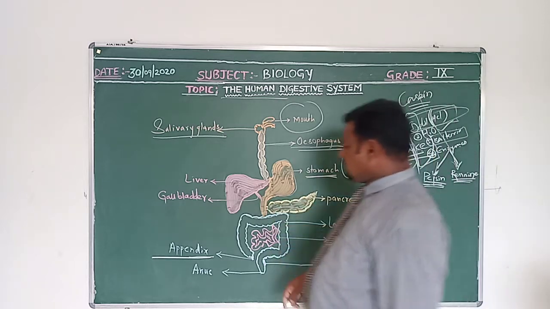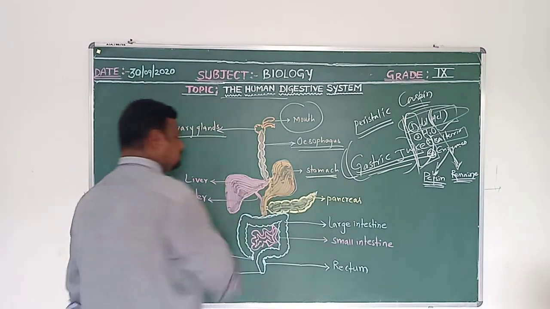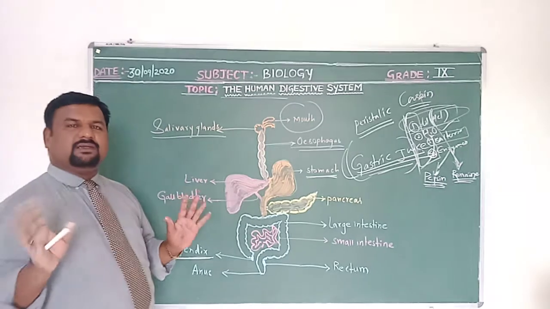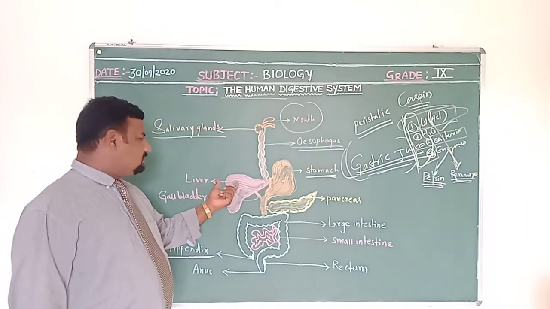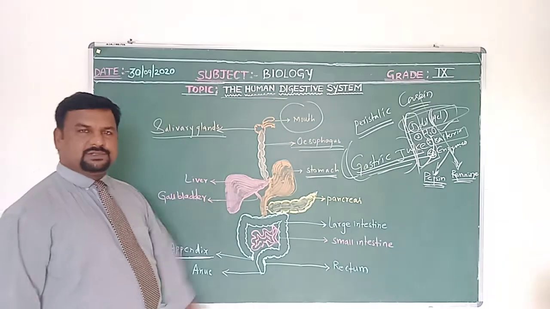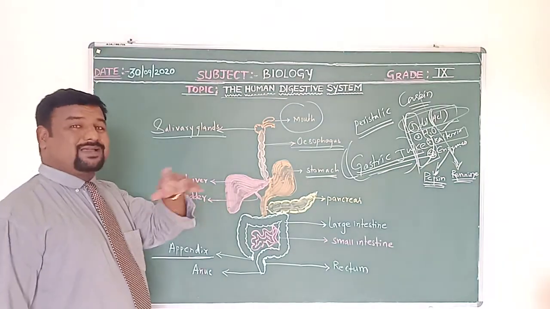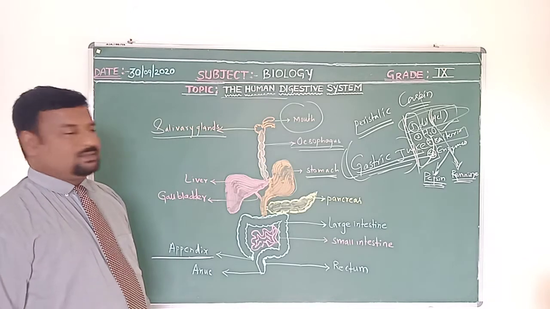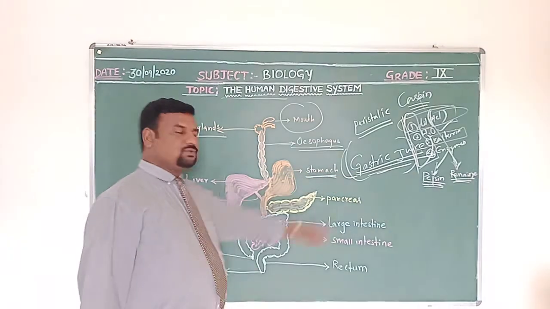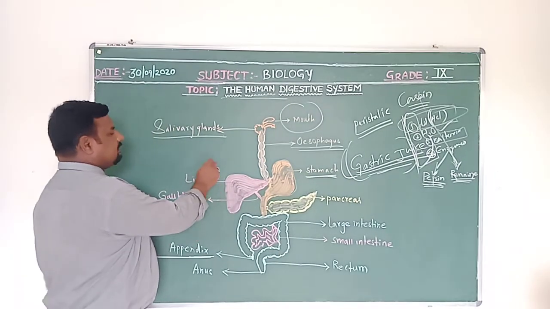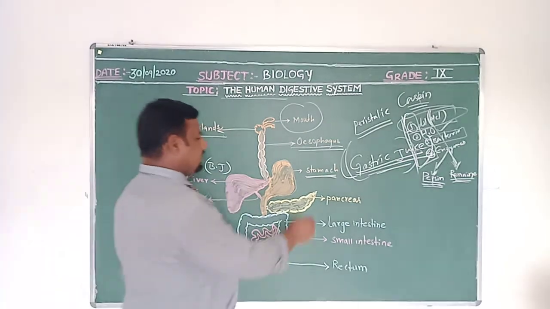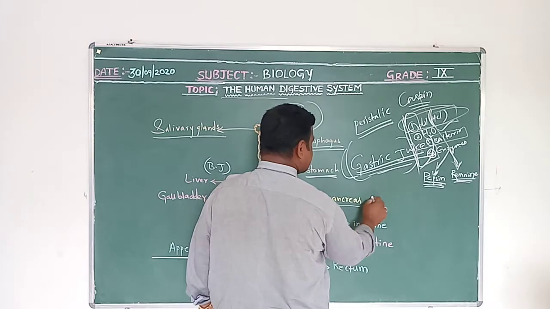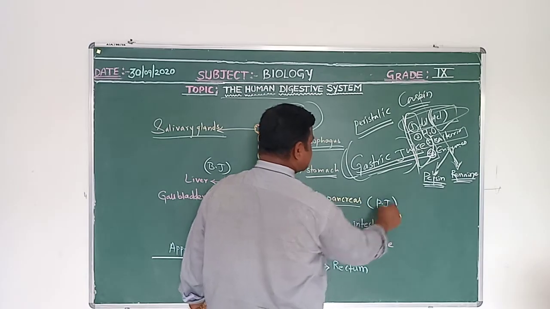Now liver, the other digestive gland. Liver does not have any enzymes. Liver produces bile juice. That bile juice does not contain any enzymes. Here the stomach has which juice? Gastric juice. Similarly, liver produces bile juice. Bile juice is produced by the liver, and the other digestive gland, the pancreas, produces pancreatic juice.